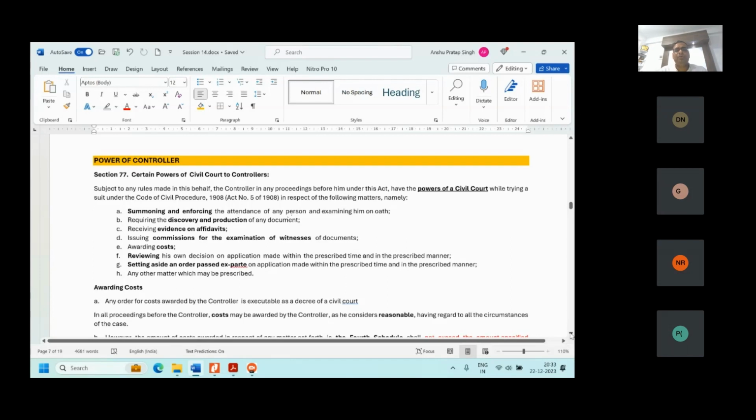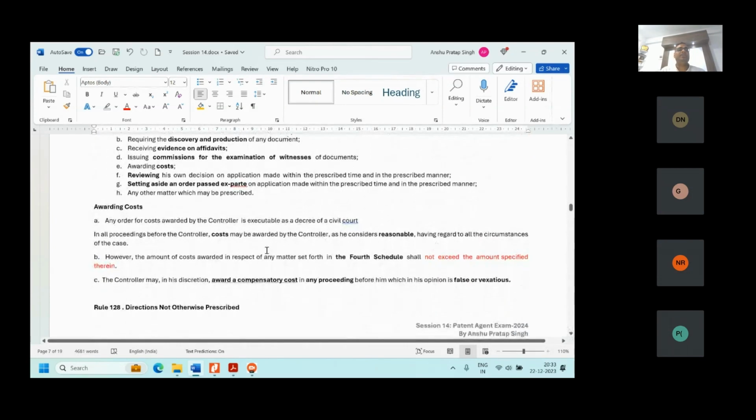Then comes awarding cost. Suppose there are some places where, in the proceeding which has been done, the controller is of the view that the other party has created a mess and is required to compensate the first party. Then yes, he can award the cost. But there is a limit to which he can award the cost. Schedule 4 talks about it. This is what I'm talking about in awarding cost.